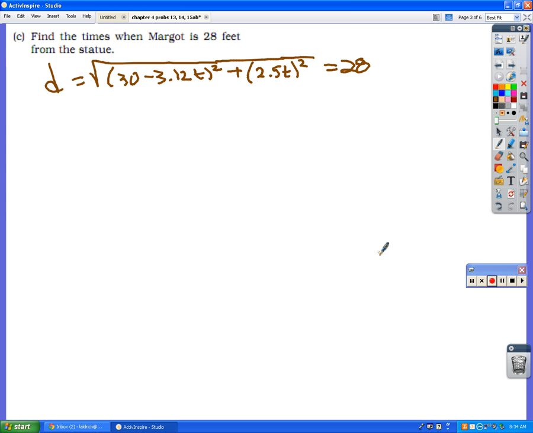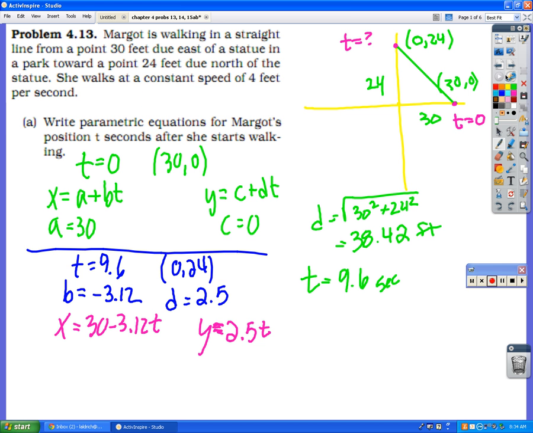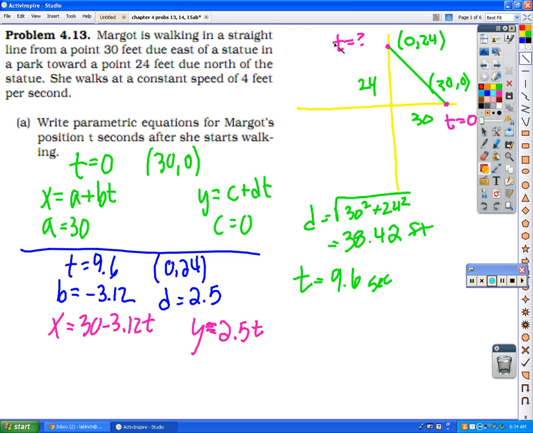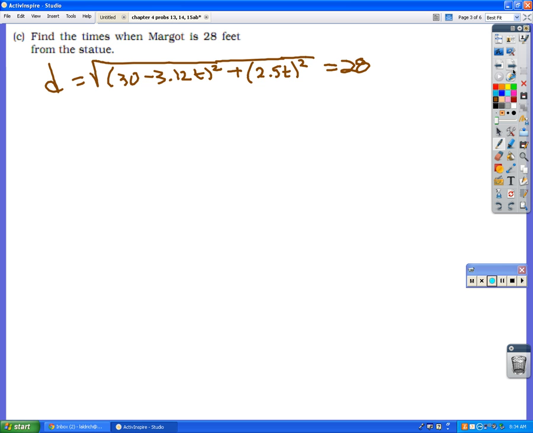And it says times, because there could be more than one. I don't know if there is or not, but if you think about a circle with a radius of 28, because this is 24, it's only going to intersect at one place. I thought the circle might come in here and then come back there, but that's not going to work. So I think we're only going to get one answer.